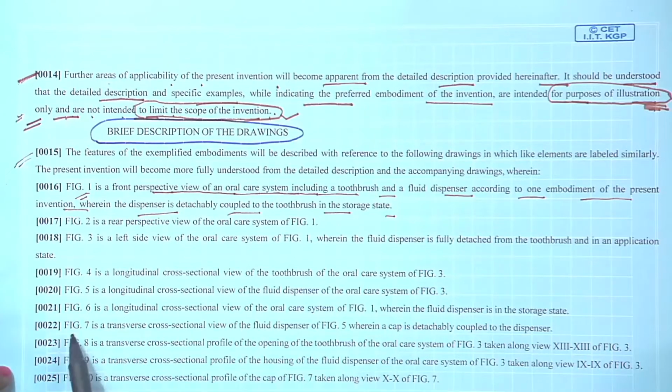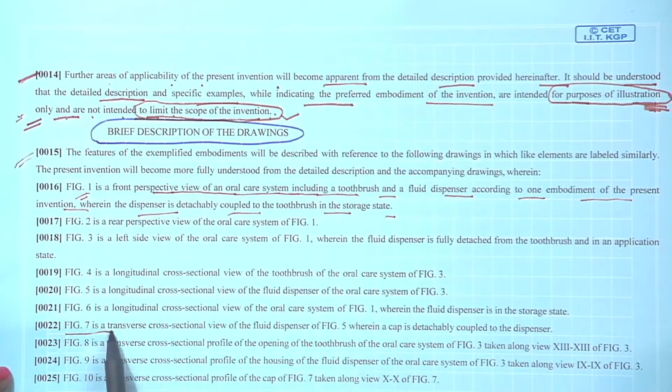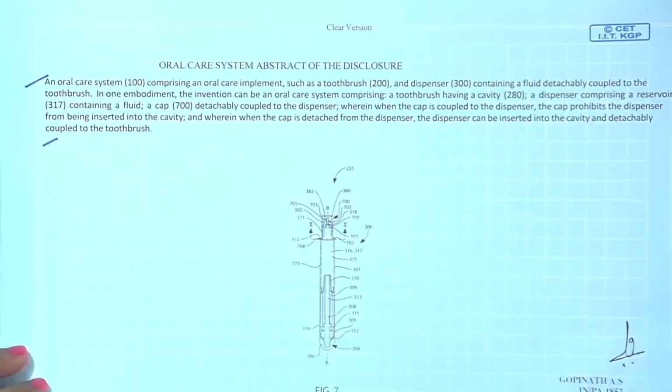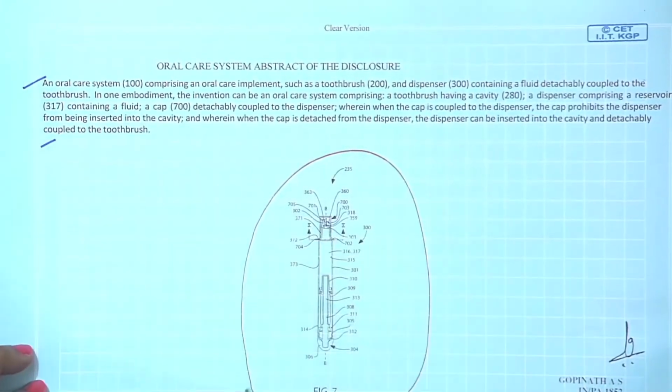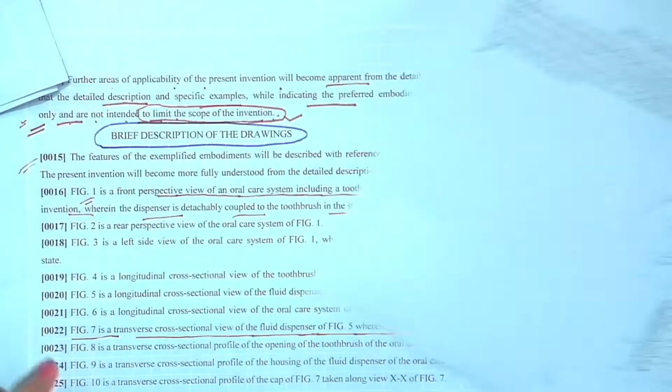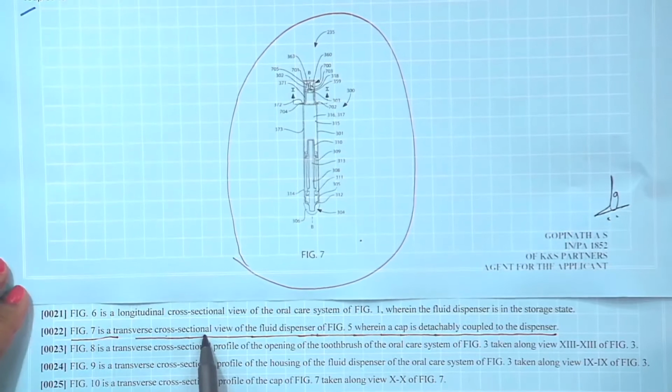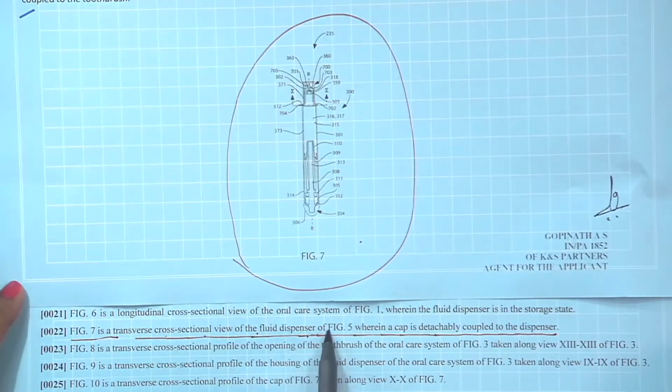Similarly, see this figure 7. It is a transverse cross sectional view of the fluid dispenser of figure 5, wherein a cap is detachably coupled to a dispenser. So, for example, if you see figure 7, you can see here this is figure 7, and what is written about this figure 7? It says that it is a transverse cross sectional view of the fluid dispenser.